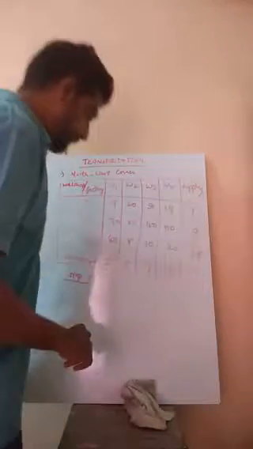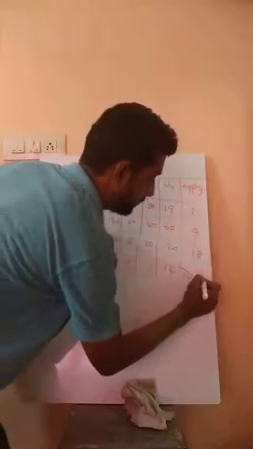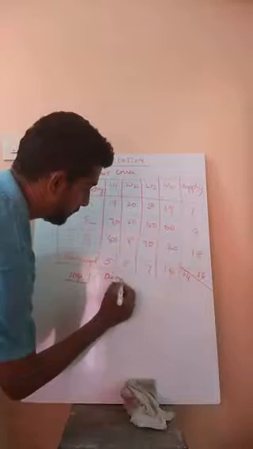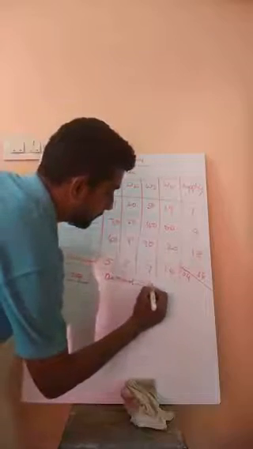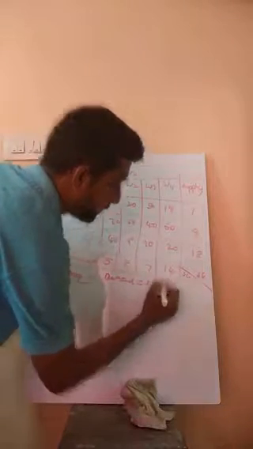Now add the demand and add the supply. We'll be getting 34 and 34. Both are equal, so this matrix is called a standard matrix. That is step one: demand must be equal to supply.